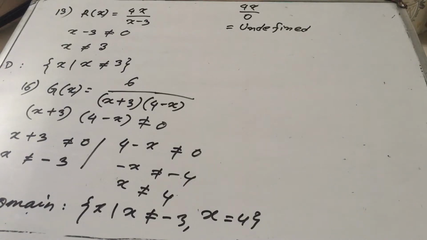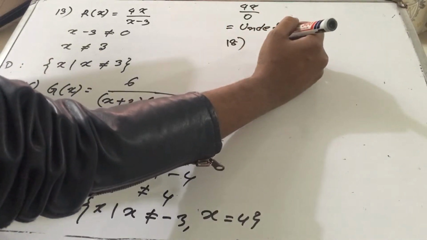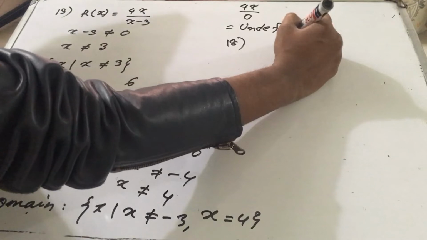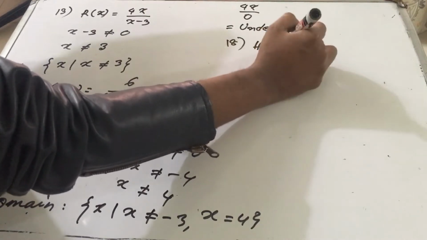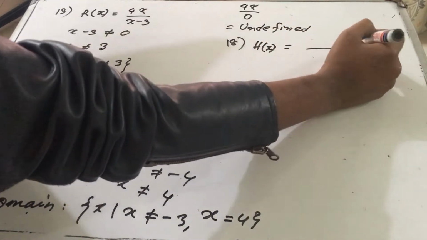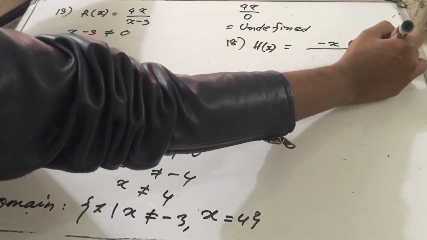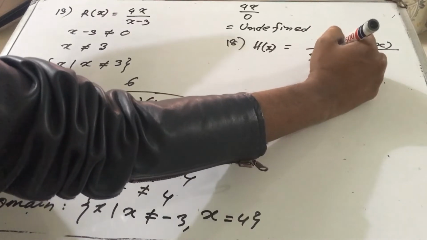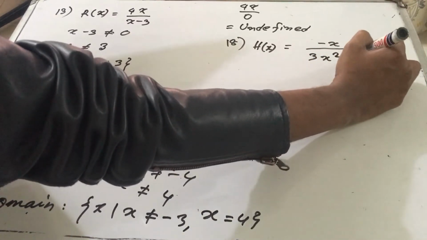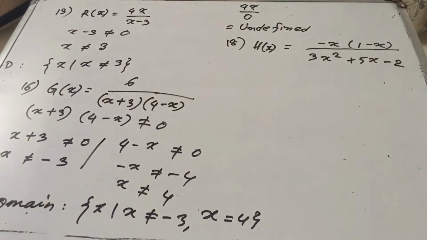That's it. Let me try another maths, let's try number 18. Number 18 looks a bit interesting and a bit different, so let's try it. This function is defined as h(x) equals 1 minus x divided by 3x square plus 5x minus 2. So this is our question, and we have to find out the domain of this.